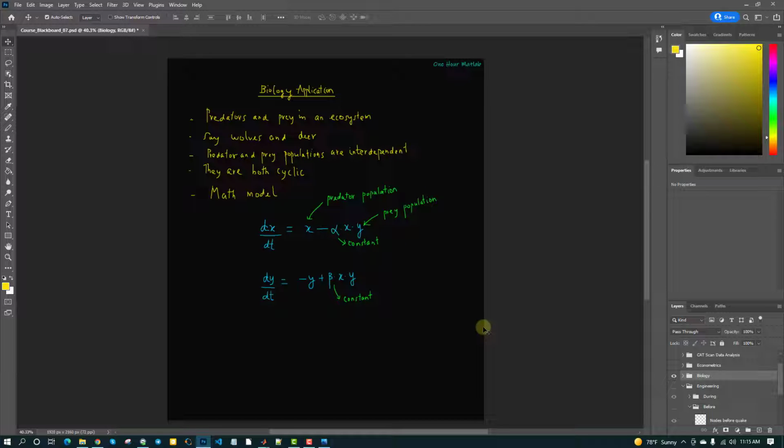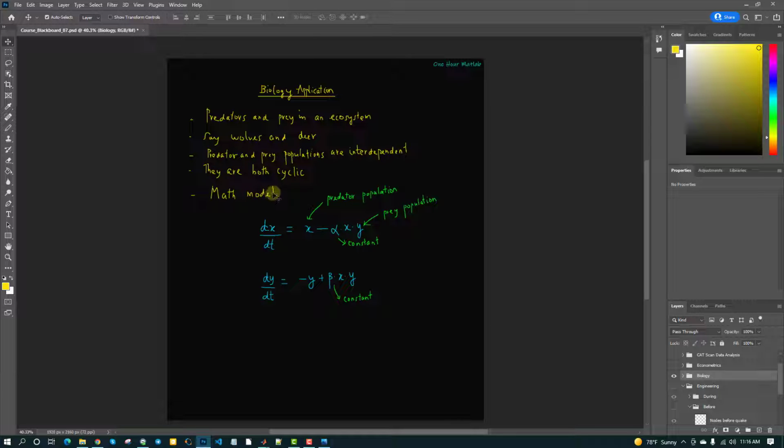Now I'm going to talk about an application in biology for Matlab, and let's actually talk about an ecosystem where we have predators and prey. Say for example wolves and deer. Predator and prey populations are interdependent. If wolves start eating too much of the deer, the wolves population goes down, the deer population shoots up, then the wolves start eating the deer, and the wolves population shoots up. So they're both cyclic, they actually go up and down in cycles.